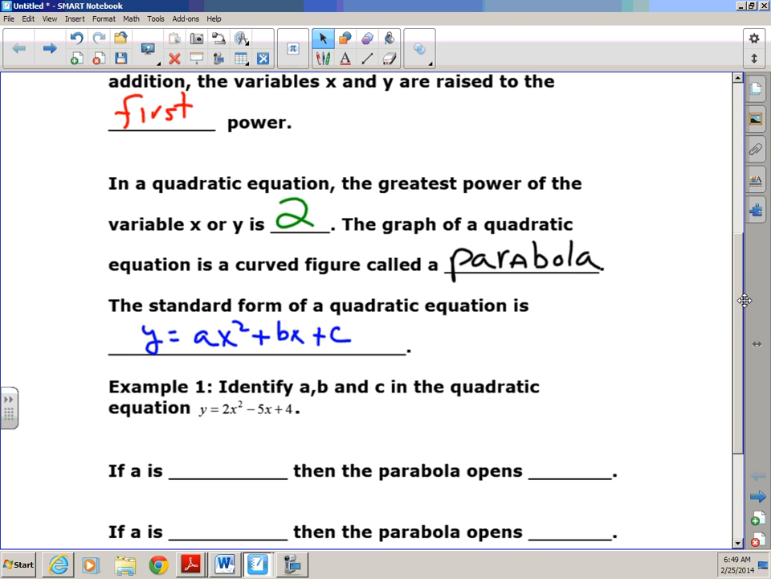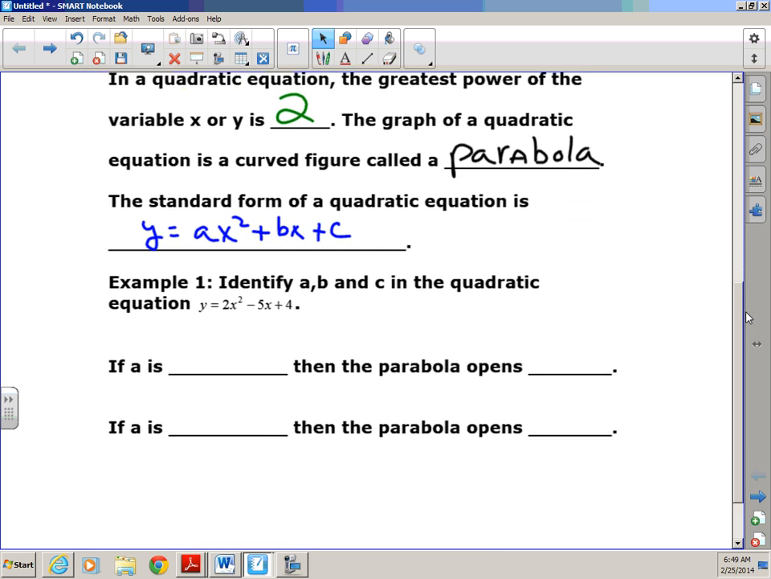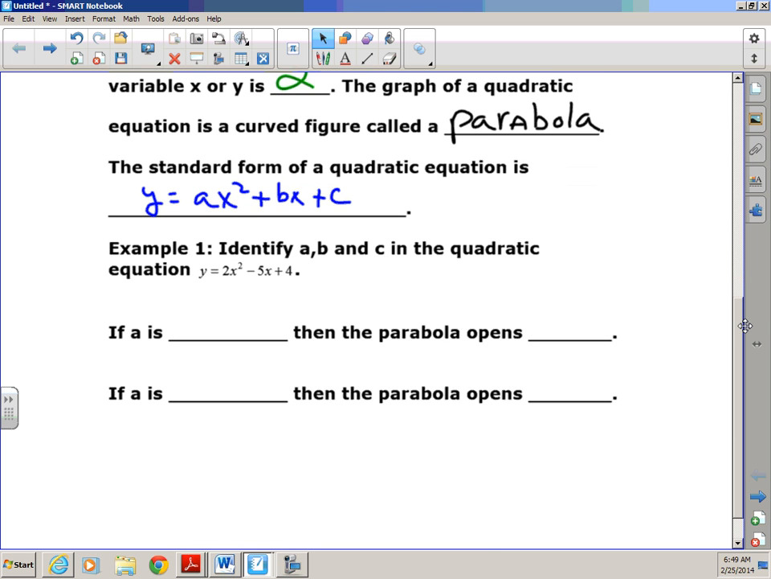All right, so very simply what we want to do is ask what's a, b, and c in this quadratic equation? Well, a is the number in front of x squared, 2. B is the number in front of the x, which is negative 5. C is the constant, which has no variable.